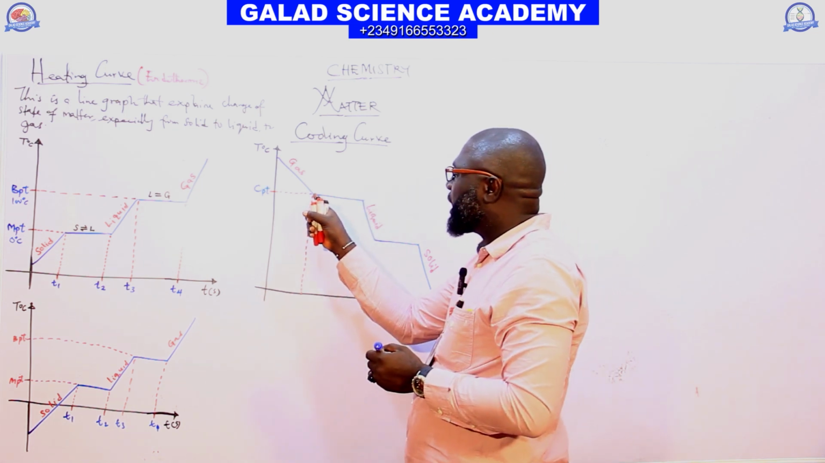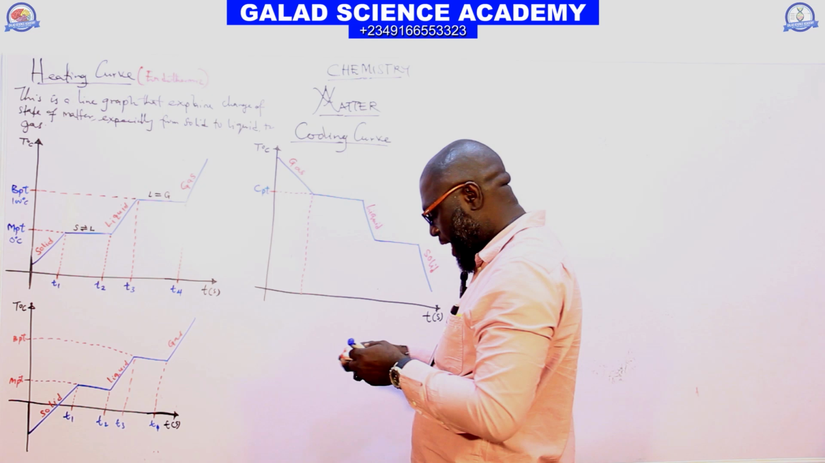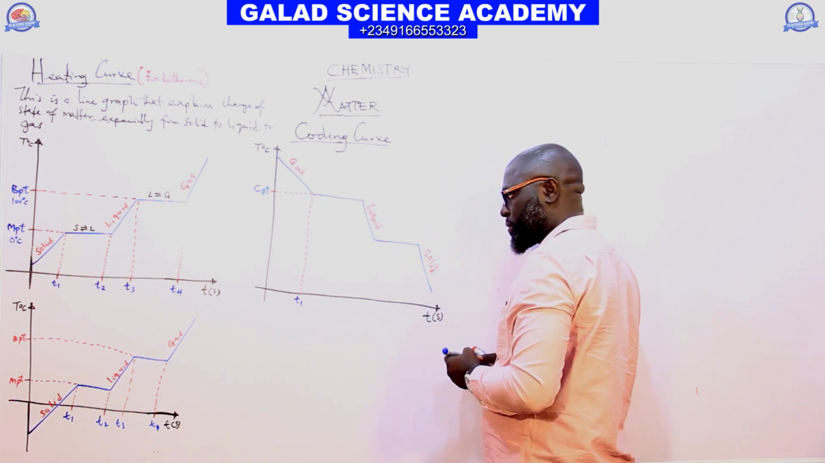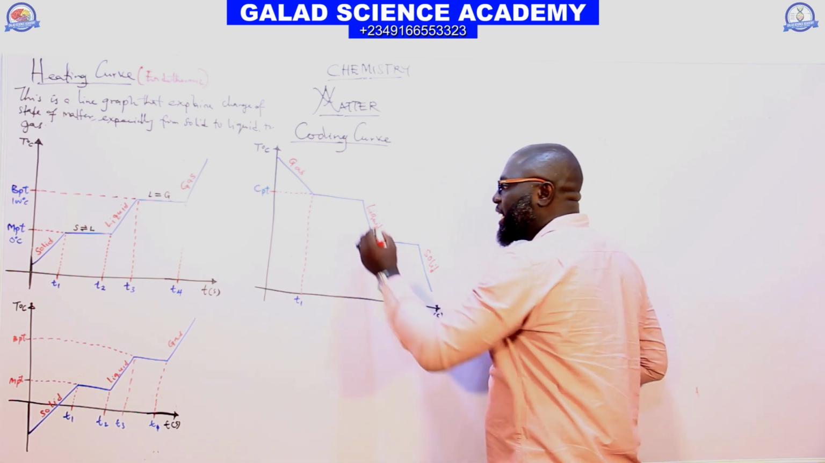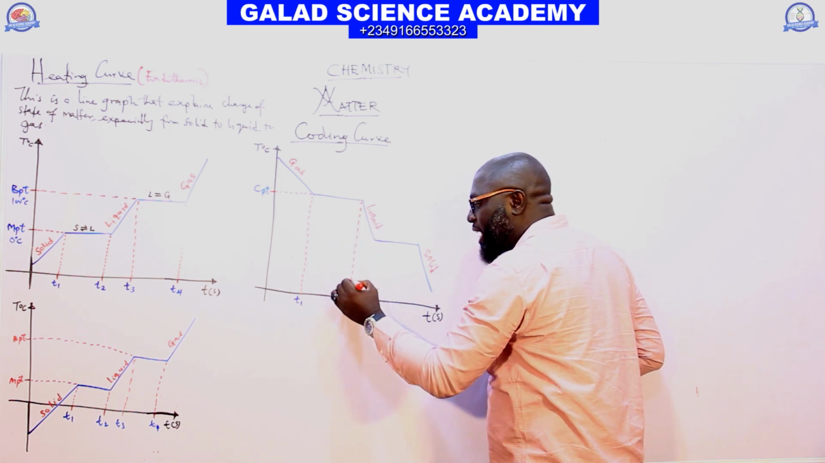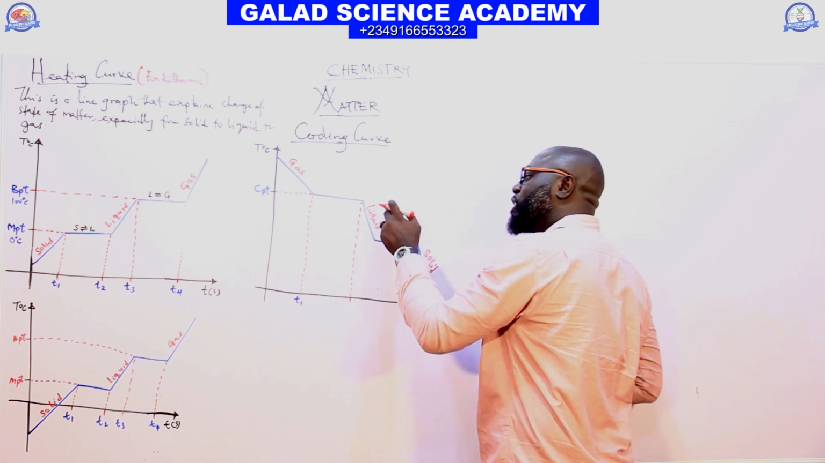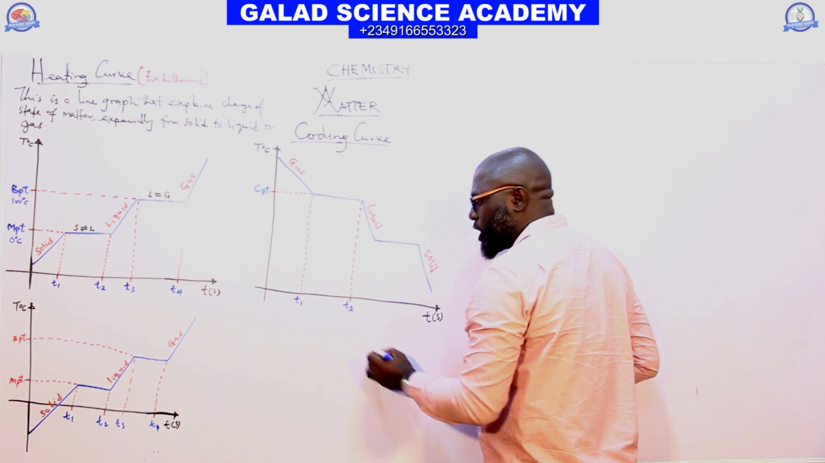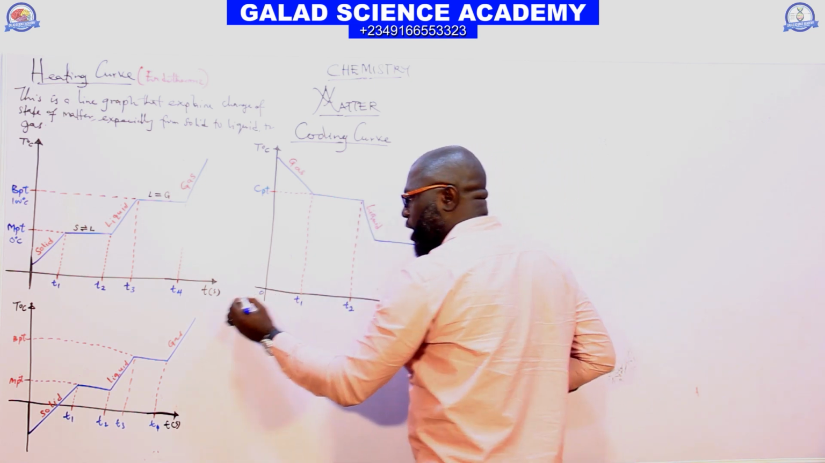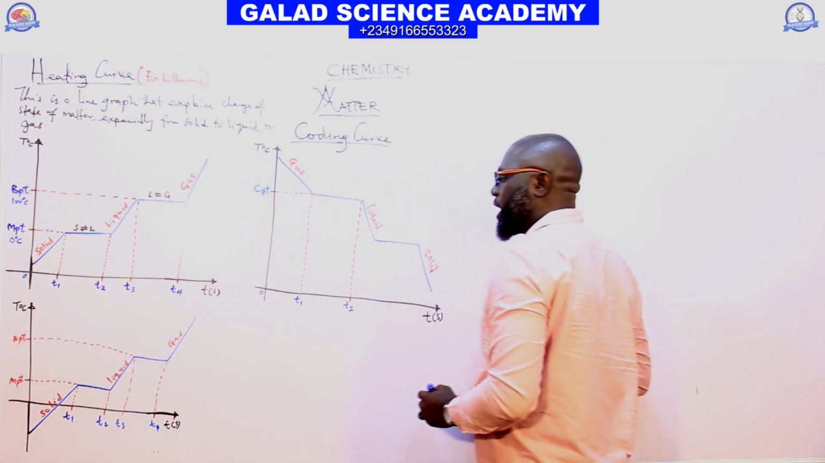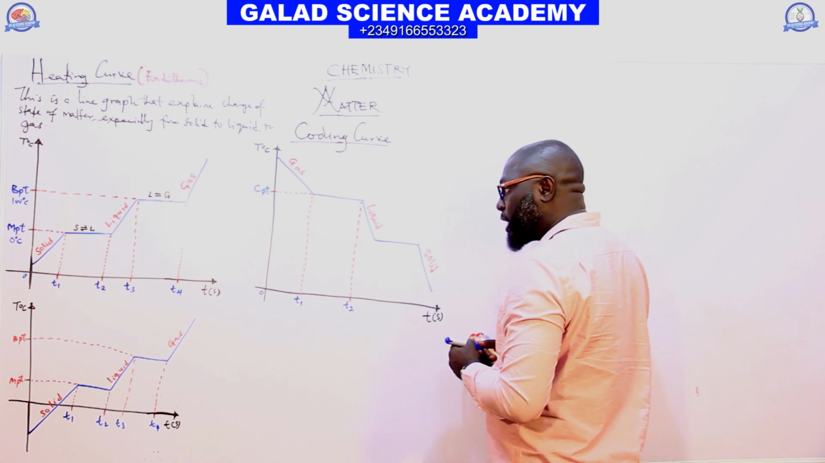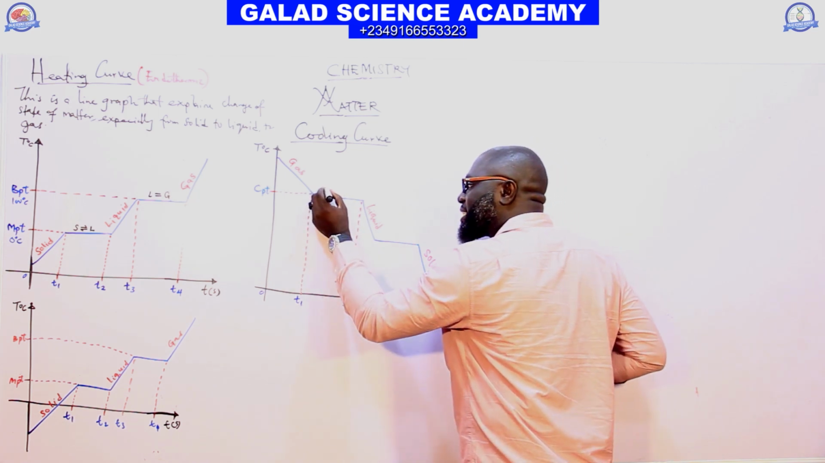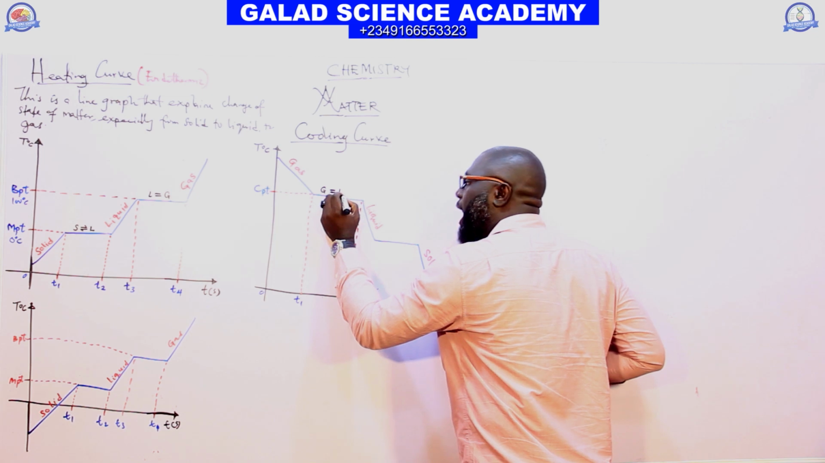So the gas will begin to condense at this point here, and the time at which the gas begins to condense is T1. And at this particular point here, all the gas will condense completely and change to liquid. So the time at that point is T2. This place is T0. You will now note that at this particular point here too, the gas and liquid are equal.